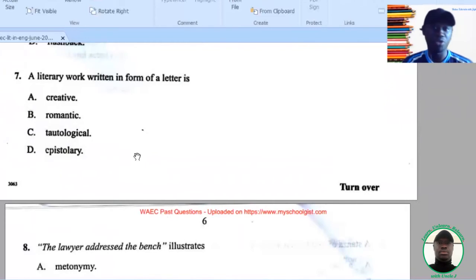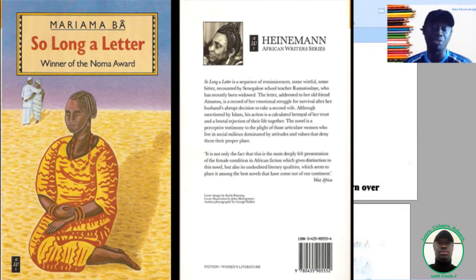Question 7. A literary work written in form of a letter is A. Creative, B. Romantic, C. Tautological, D. Epistolary. This is a prose form written in form of a letter. Any prose form written in form of a letter is called an epistolary. A perfect example is Mariama Ba's So Long a Letter.